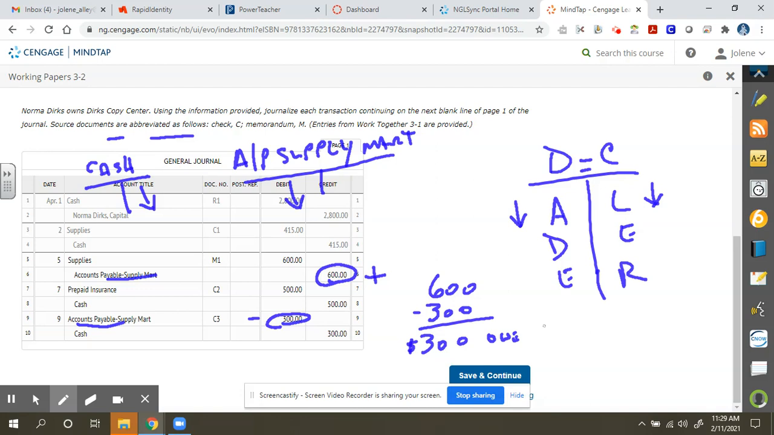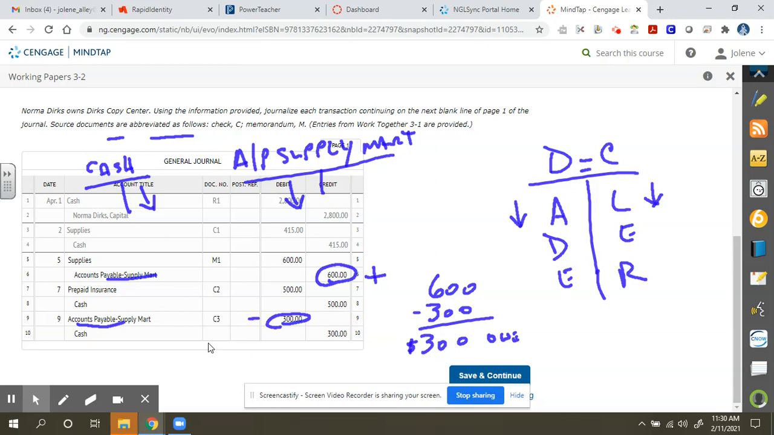We're not going to go back and keep paying that $300 over and over again. We're just going to pay it off until we get it paid to zero. That's all we want to do. Also, Supply Mart is perfectly fine with us making a partial payment because they get their money, and that's a good thing. It's a win-win for both of them. Okay? Norma got her supplies. Supply Mart got some of their money back, and then Norma will keep paying until she's got that paid off.